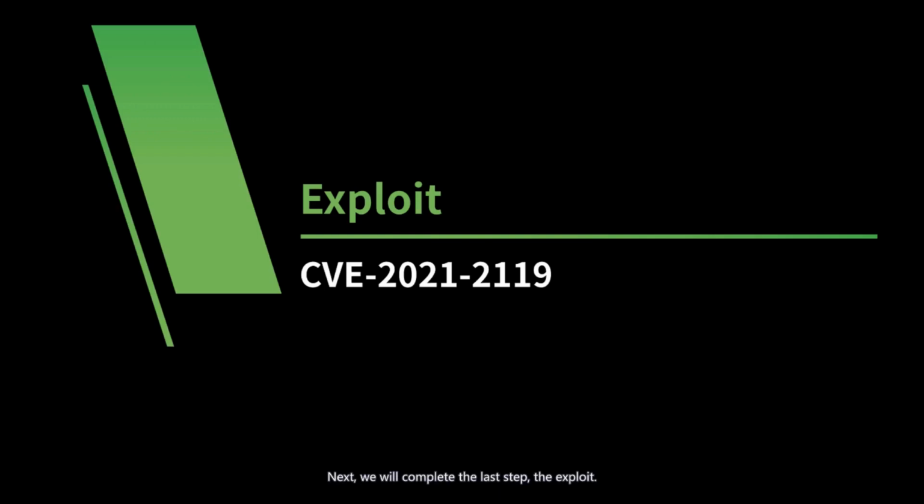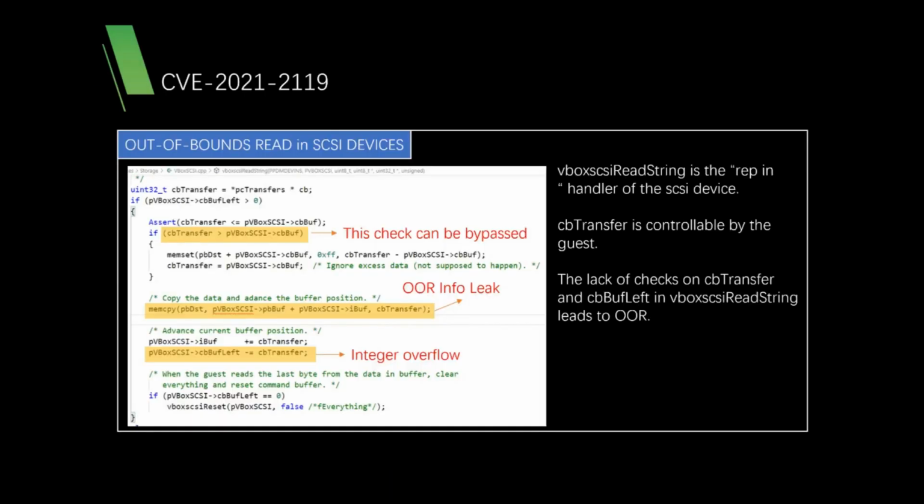Next, we will complete the last step, the exploit. Here is CVE-2021-2119 as an example. First, let's talk about the cause of the vulnerability. The VBox SCSI read string function is the REP INS instruction handler of the SCSI device. The CB transfer field is controllable by the guest, and the lack of checks on CB transfer and CB buffer left in the VBox SCSI read string function leads to OOR.